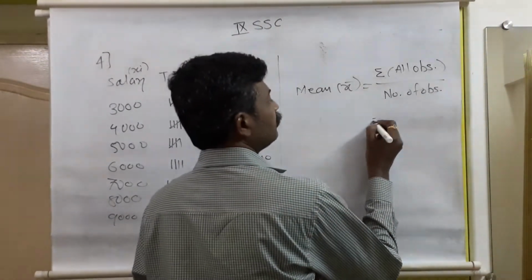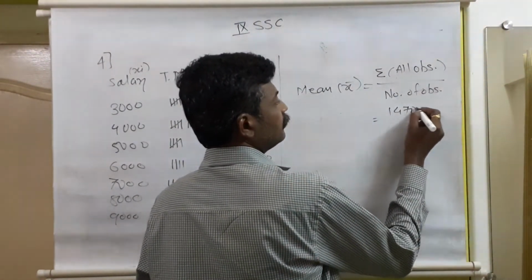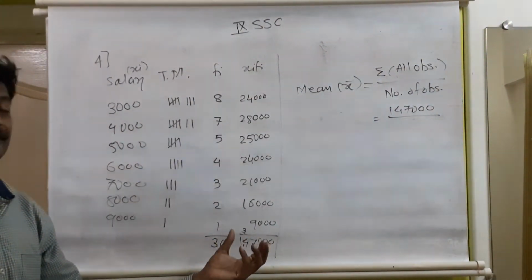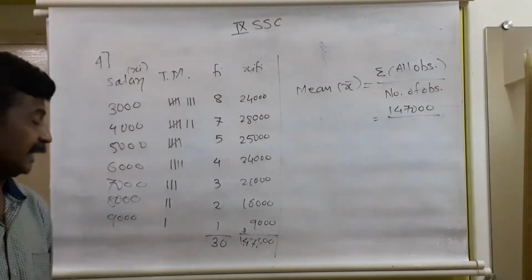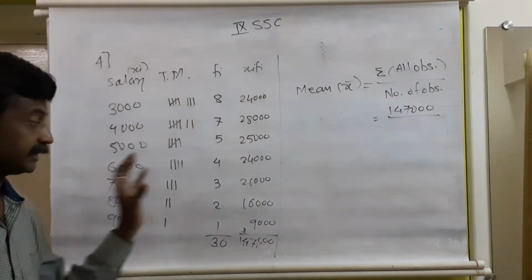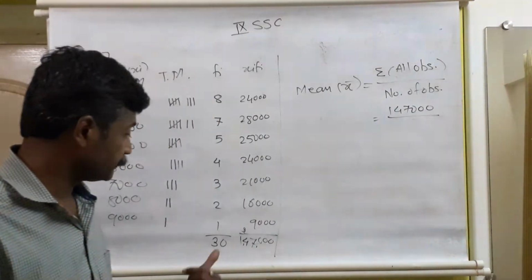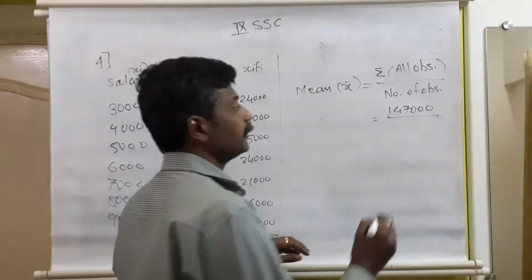So we put up the values. 1,47,000 will be nothing but the sum of all observations, total salary distributed to 30 workers. 1,47,000 divided by the number of workers. Number of workers in the given data, 30.